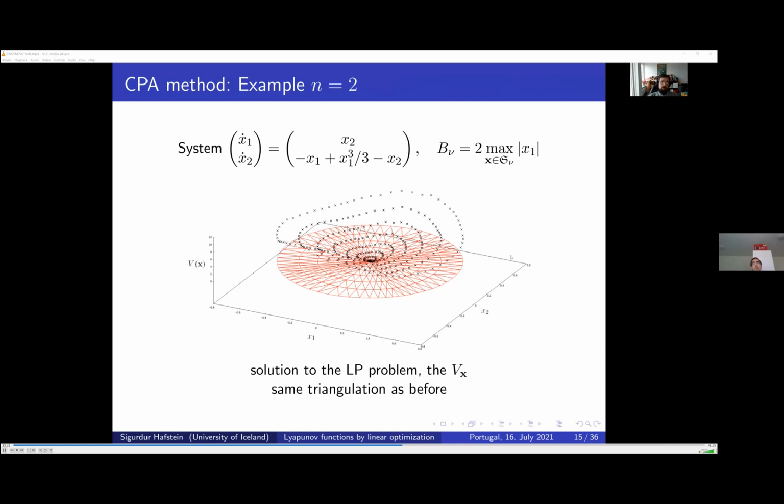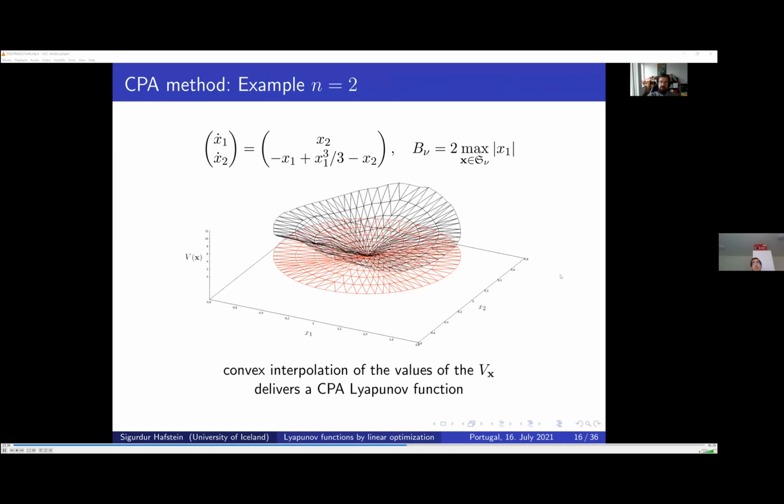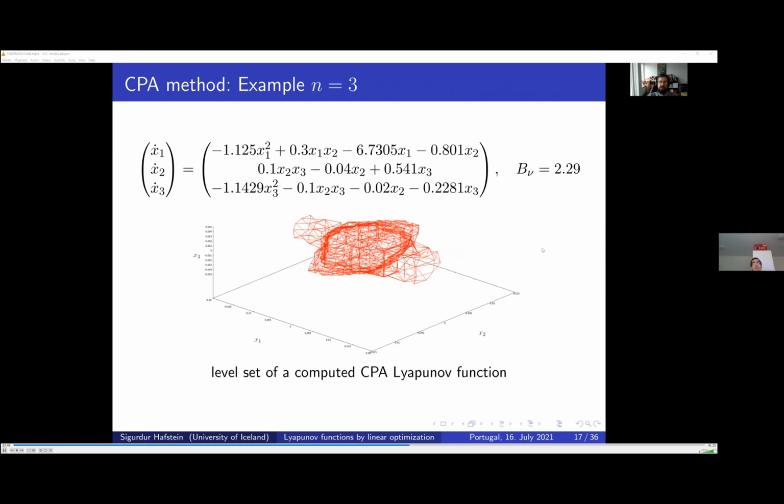We'll usually use Gurobi because it's a very nice linear optimization solver. We get a feasible solution. The feasible solution is plotted here. So these are the values we get for V at the vertices, and then we interpolate them as described before. And now this is the graph of a Lyapunov function for the system. Here in 3 dimensions it is a little bit more difficult to see what is happening, but it's exactly the same methodology.